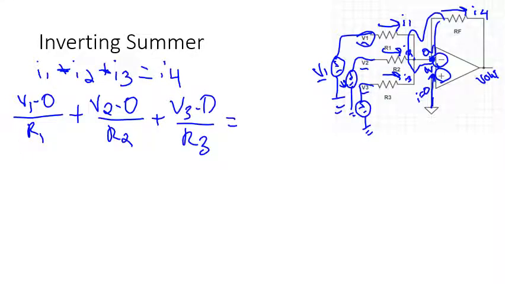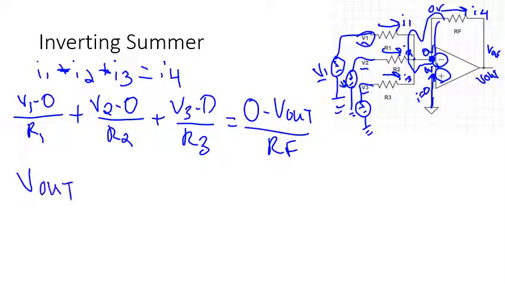And I4 is the special one. It goes through our feedback loop. It starts at 0 volts and goes to Vout. So 0 minus Vout over RF. Solve this whole equation for Vout. So we calculate what Vout is based on our inputs. In this case, I have multiple inputs, V1, V2, and V3 from it.